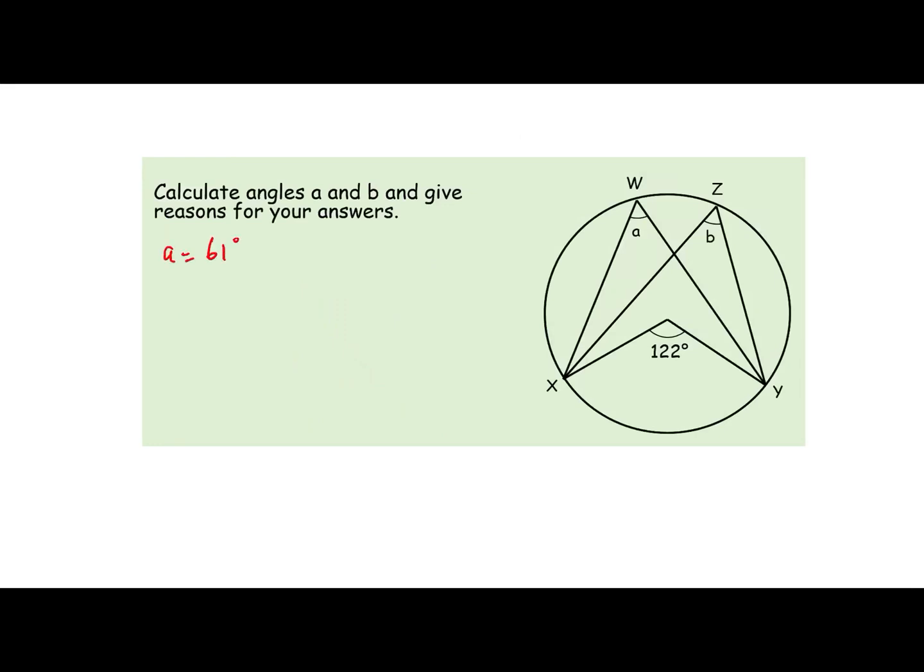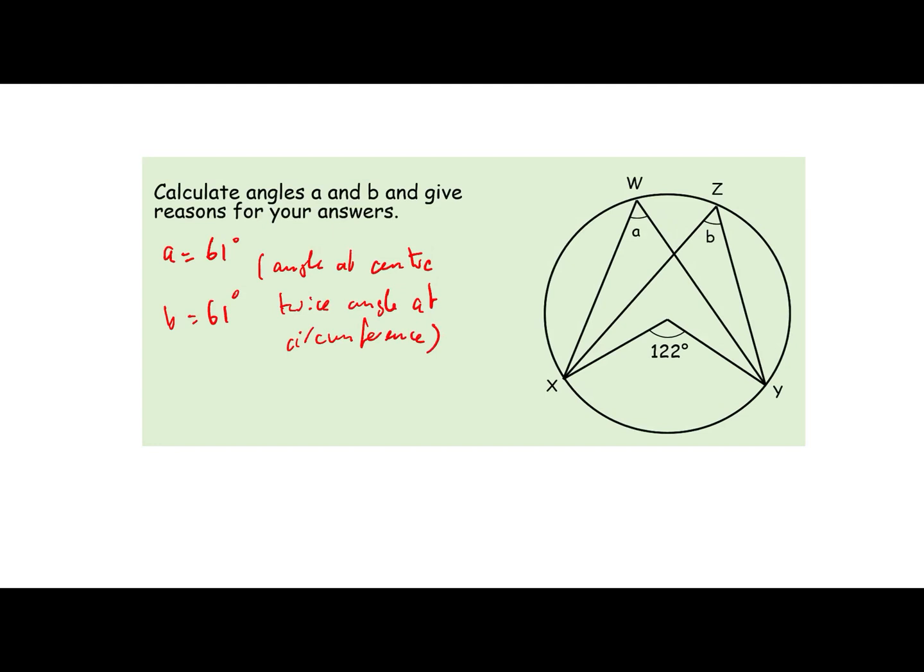Okay, very, very easy. A is equal to 61 degrees. And B is equal to 61 degrees for the same reason. Angle at centre twice angle at circumference. So in brackets, always write in your reasons.